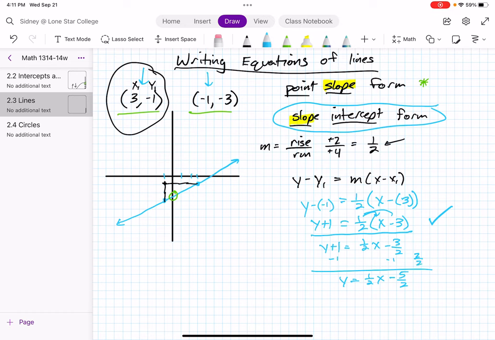1 is the same as -1 is the same as -2/2, so -3/2 minus 2/2 is minus 5/2. And so if it said to leave it in slope-intercept form, that would be the final answer. But it would be one of those two. Either of them is a correct equation.